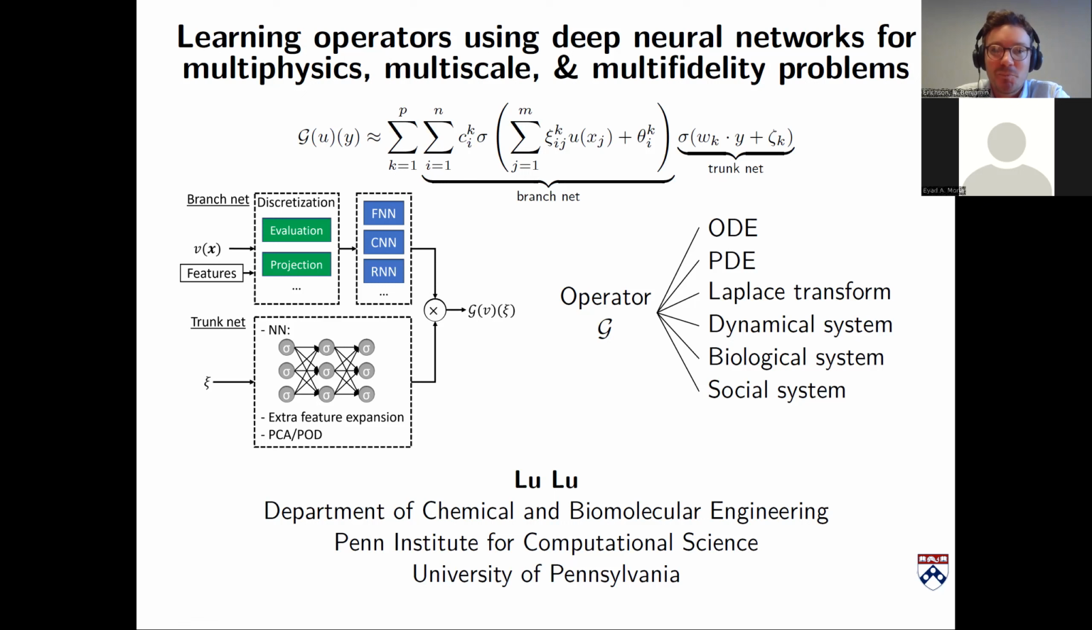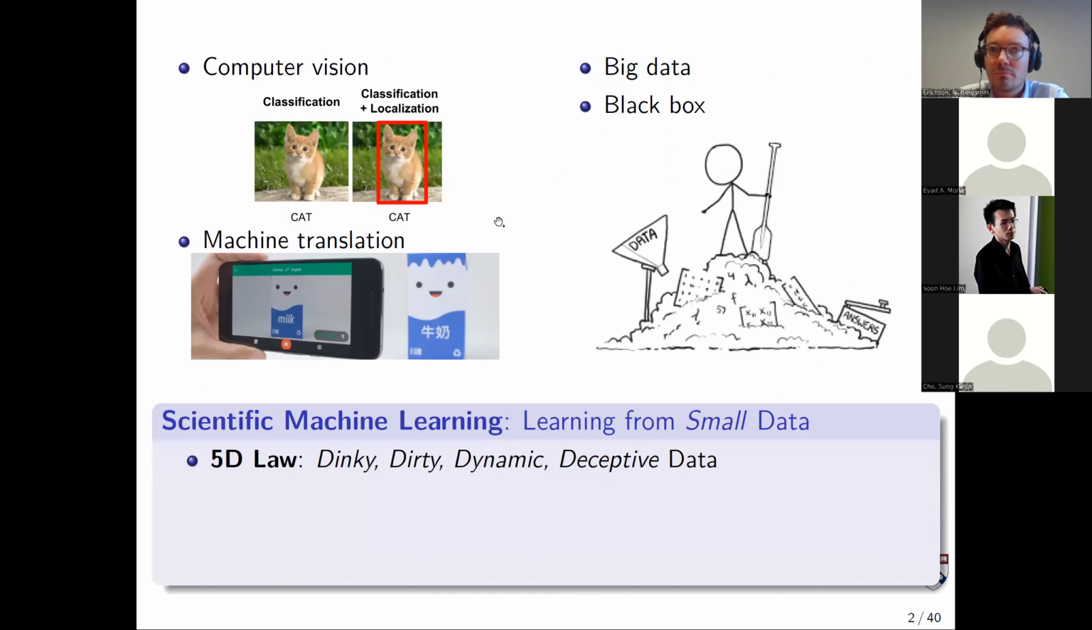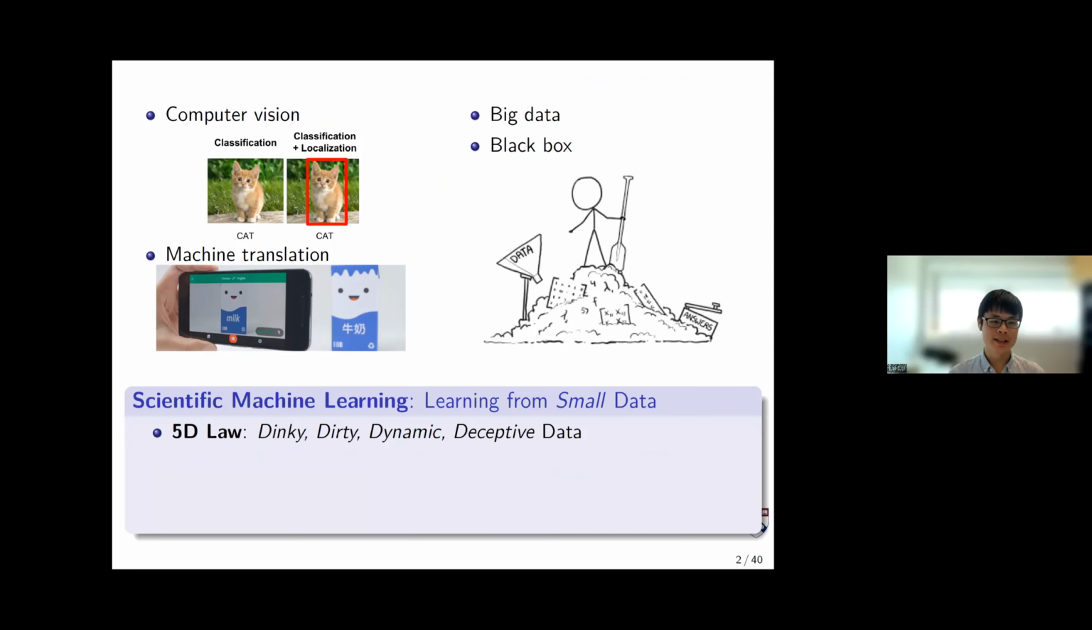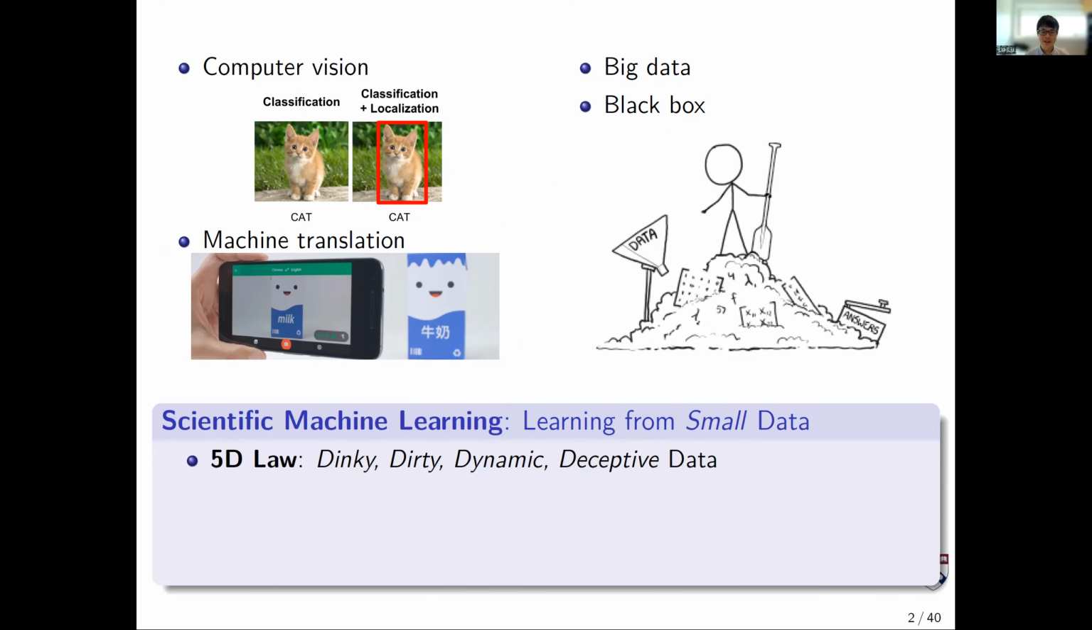Yeah, thank you, Ben, for the nice introduction. So in this talk, I will introduce some of our recent works on learning operators by using deep neural networks. As we know, deep learning has achieved great success in the last 10 years on computer vision and also machine translation. However, black box machine learning usually is not sufficient for scientific research. Also, standard machine learning, especially deep learning, requires a large amount of data for training. However, this is not possible in science and engineering.